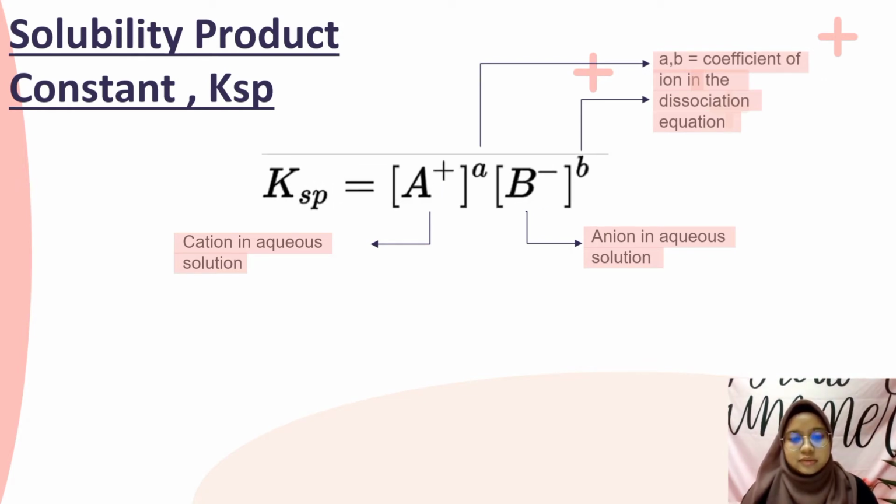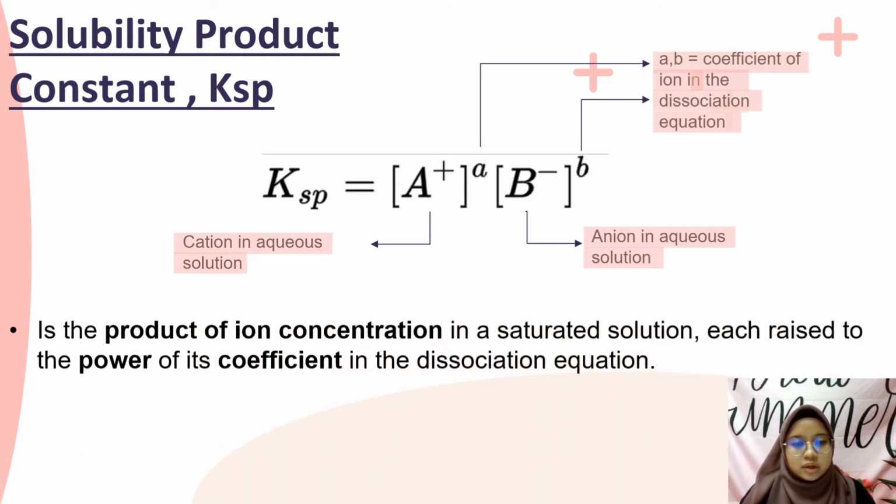The A plus in the KSP formula is the cation in aqueous solution, while the B minus is the anion in aqueous solution, while the small a and b are the coefficients of the ions in the dissociation equation. So KSP is the product of the ion concentrations in a saturated solution, each raised to the power of its coefficient in the dissociation equation.